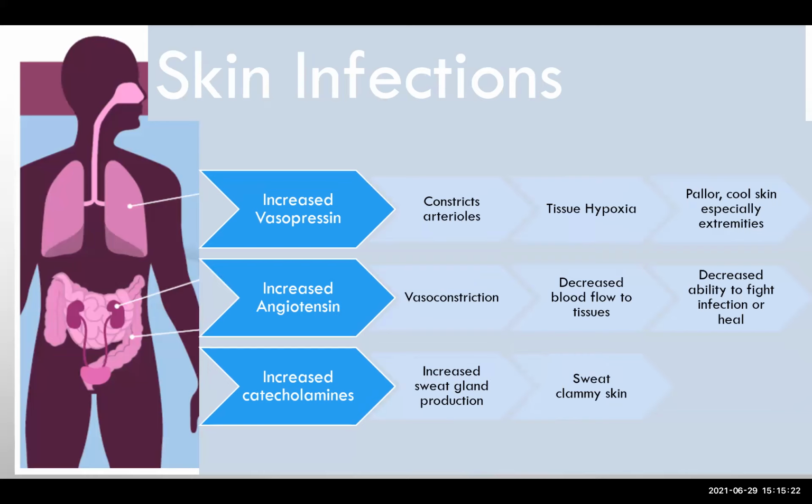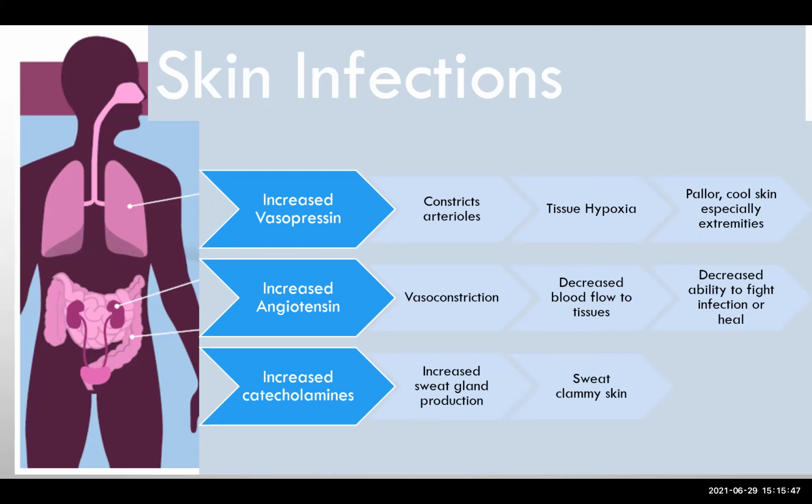Moving to skin infections, these can not only come from bacterial or fungal infections of the skin, but they can also come from surgical procedures, different types of medical devices that are in the skin, or pressure ulcers. Increase in vasopressin, again, constricts the arterioles. This actually causes tissue hypoxia.